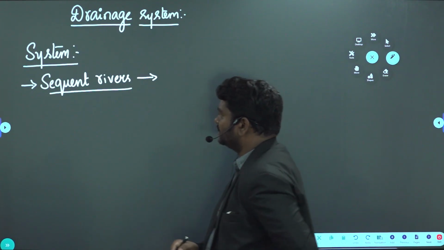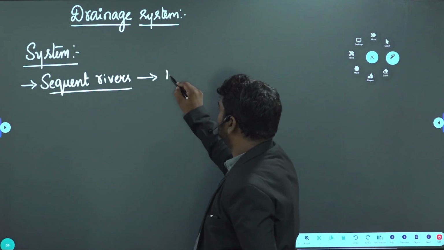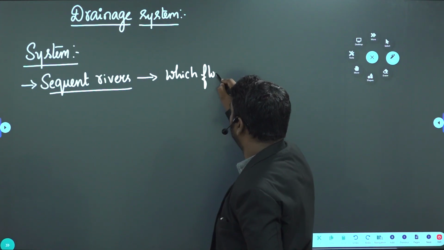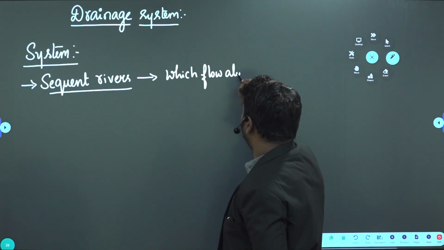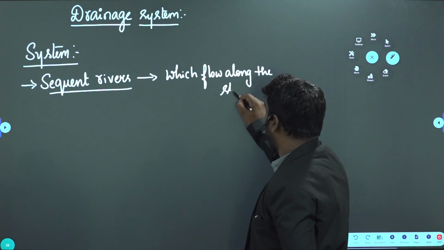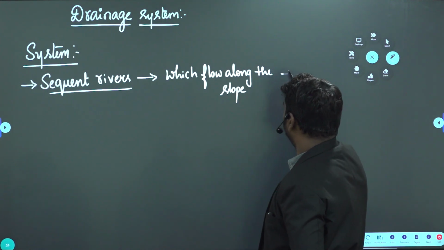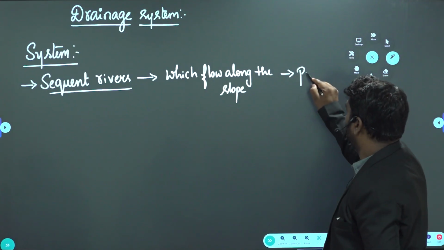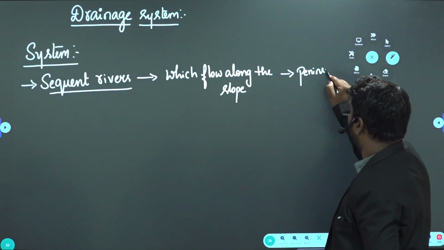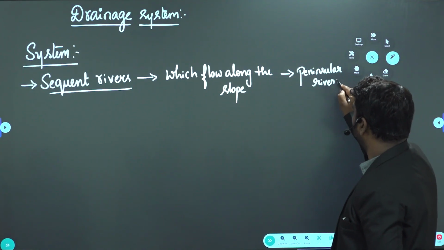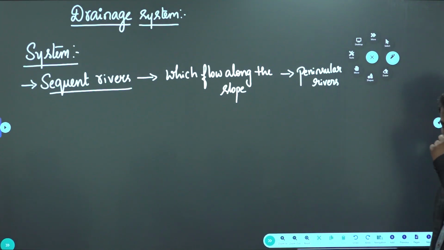Consequent rivers means rivers which flow along the slope. Peninsular rivers are examples of this.